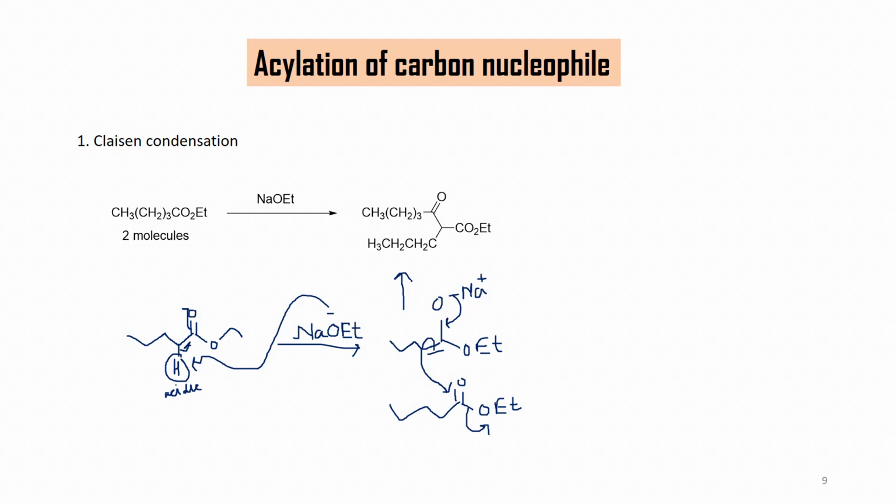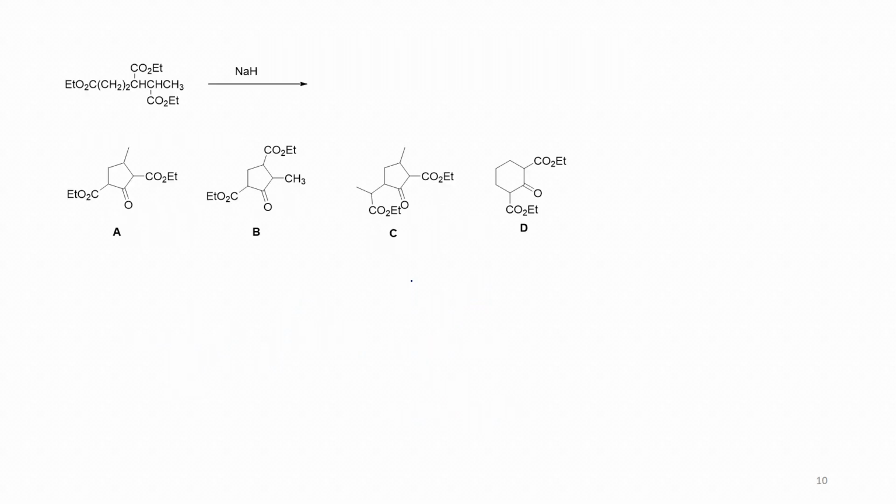So whenever there is an acidic alpha hydrogen, it will get deprotonated in the presence of a base, and that will attack the ester center and remove the alkoxy group, forming an acylation of the carbon center. So there is one question. What will be the major product formed in this reaction? I have given 4 options. Just give it a shot, then we will solve it together.